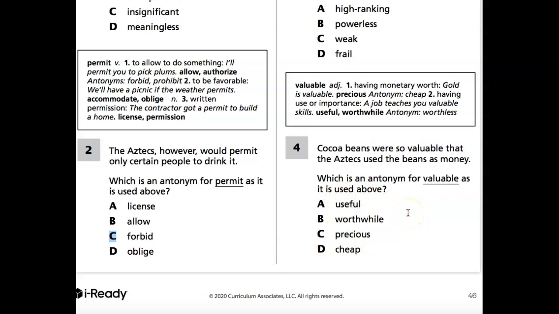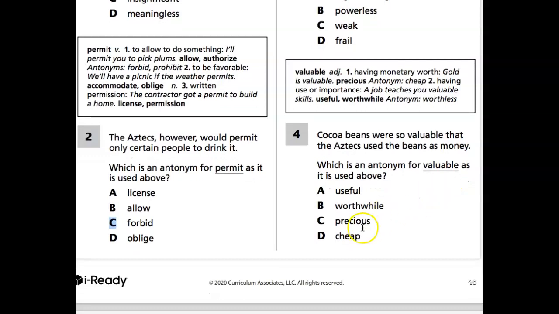Cocoa beans were so valuable that the Aztecs used the beans as money. Which is the antonym for valuable there? So let's look up here, having monetary worth. A synonym is precious, antonym is cheap. So the opposite of valuable, and I just gave you the answer while I was explaining it to you. So the antonym for valuable is cheap.